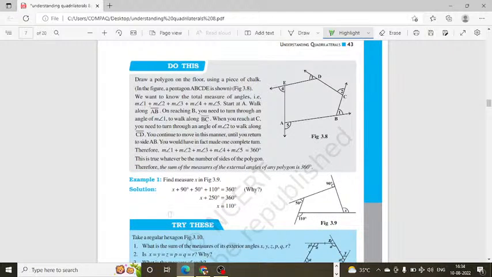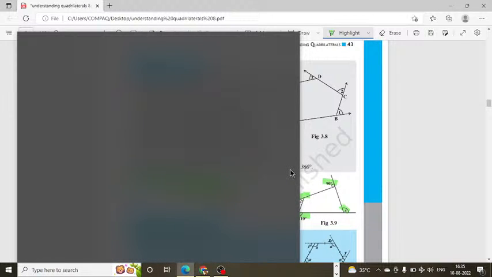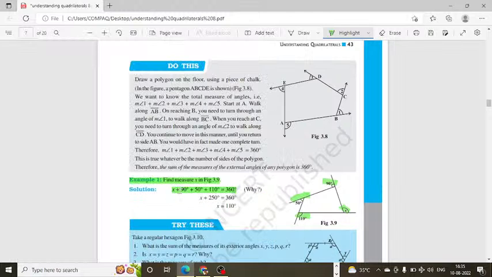Let's see one question, one example over here. Here you can see a quadrilateral, and in this quadrilateral we need to find the value of x. As we know, the first angle is 90 degrees, the second is 50 degrees, and the third angle is 110. We need to find x. So we know the sum of the angles of a quadrilateral is 360 degrees. So we will do x plus 90 plus 50 plus 110 equals 360. Now we add them together and we get x plus 250, and then x equals 110.